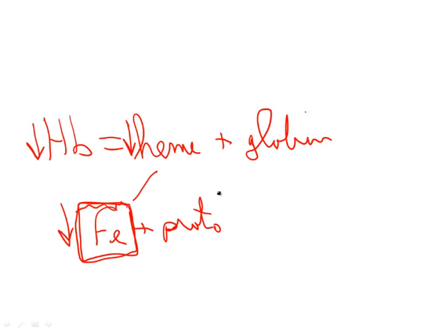The third cause is any circumstance that would decrease the production of protoporphyrin. And so the disease in which, or the anemia in which there is a decreased production of protoporphyrin is called sideroblastic anemia.